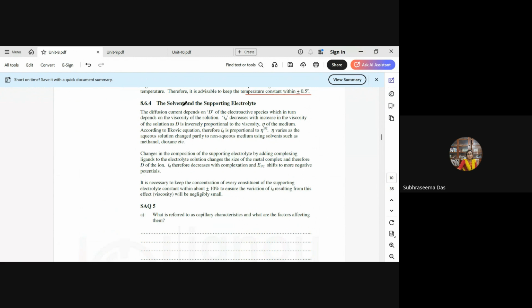Then the influence of the solvent and the supporting electrolyte on the diffusion current. The diffusion current depends on D of the electroactive species, which in turn depends on the viscosity. So the diffusion current decreases with increase in viscosity of the solution, as D is inversely proportional.